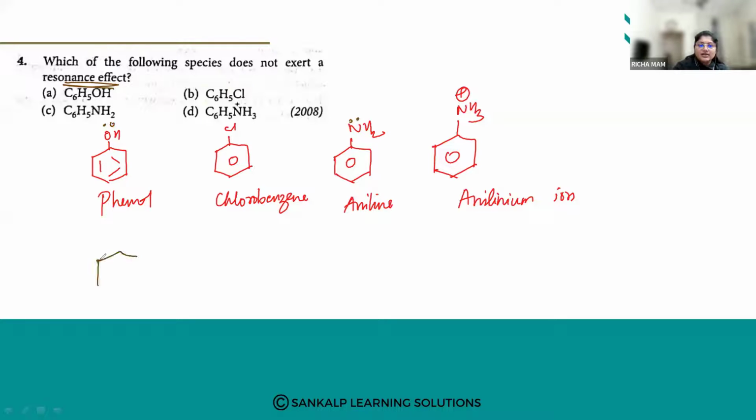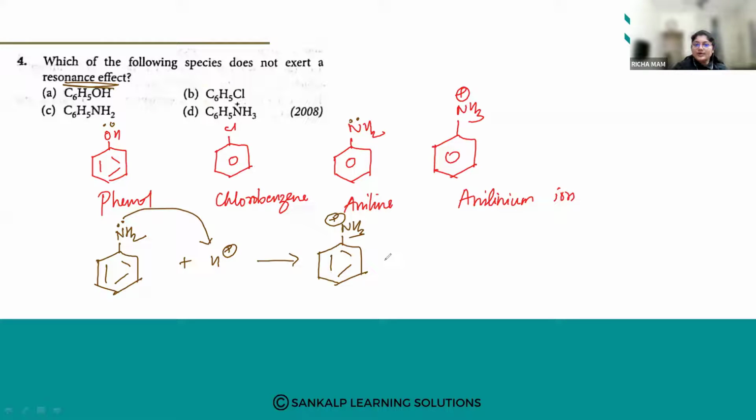Just see, if I have aniline, it will accept a proton. So lone pair of electrons are there on aniline. So this will accept a proton and it will form the anilinium ion, NH3 plus, like this. So how is this anilinium ion formed? By accepting a proton. Now this has less resonance stability.